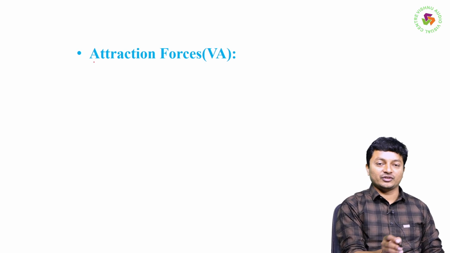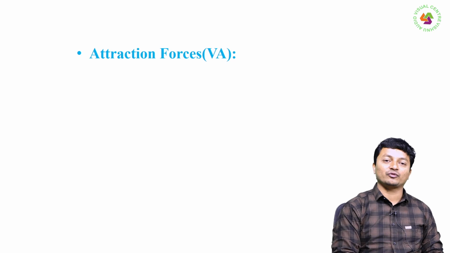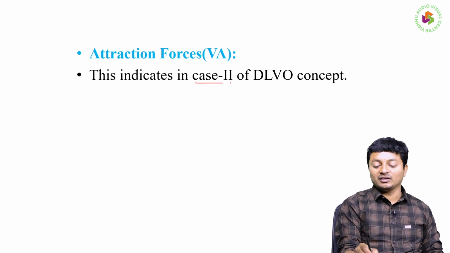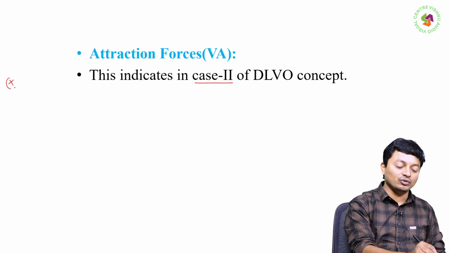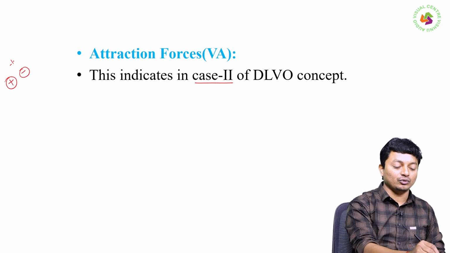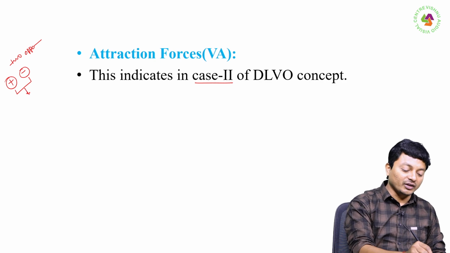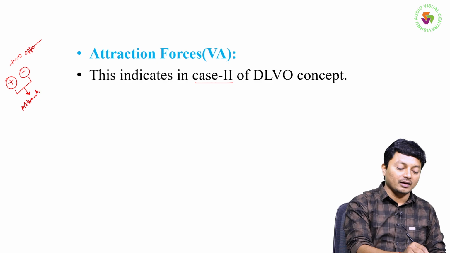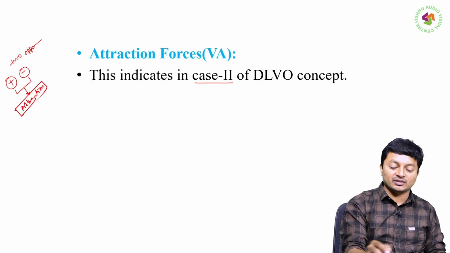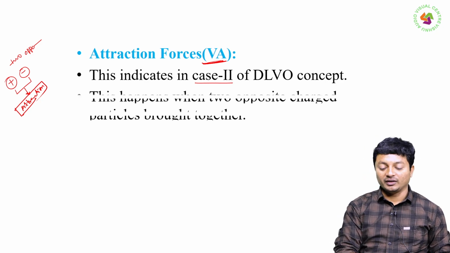Next force we see from the graph is the attraction force, VA. This attraction force happens in case 2 of DLVO. In case 2, we just tried to bring two oppositely charged particles together. Obviously, when we have two oppositely charged particles, which force will take place here? Attraction force will take place. This attraction force in case 2 is indicated by VA.